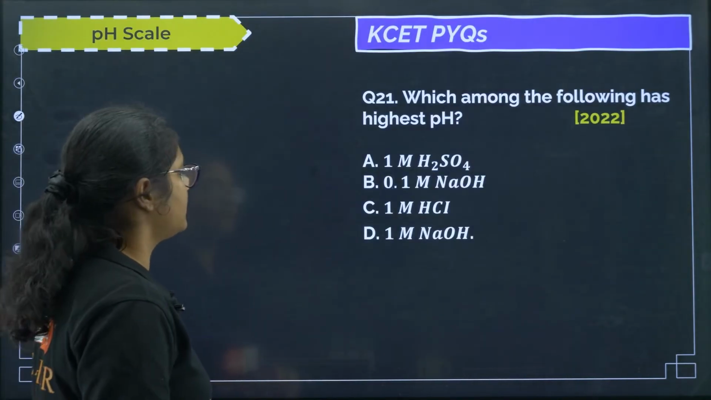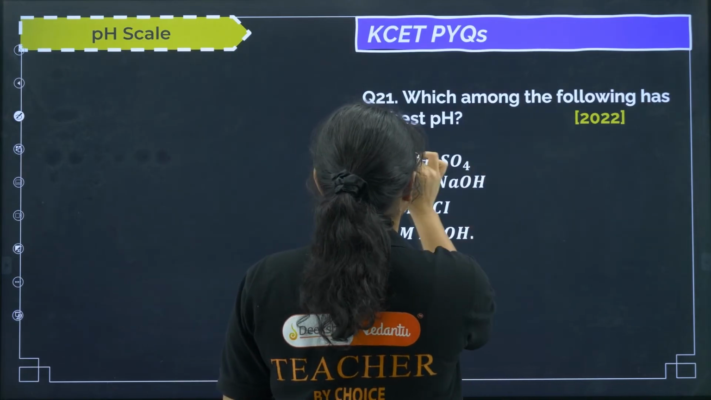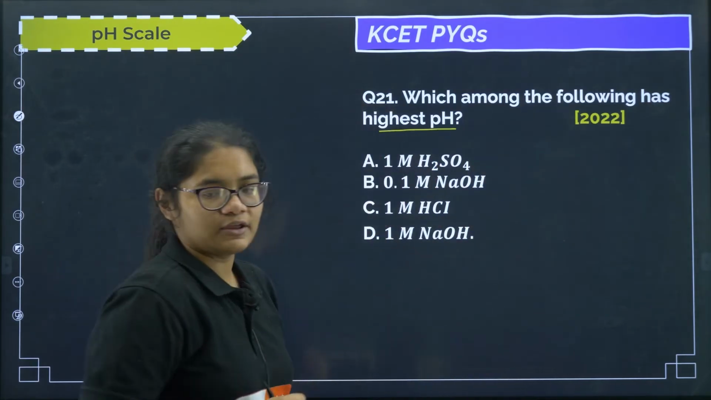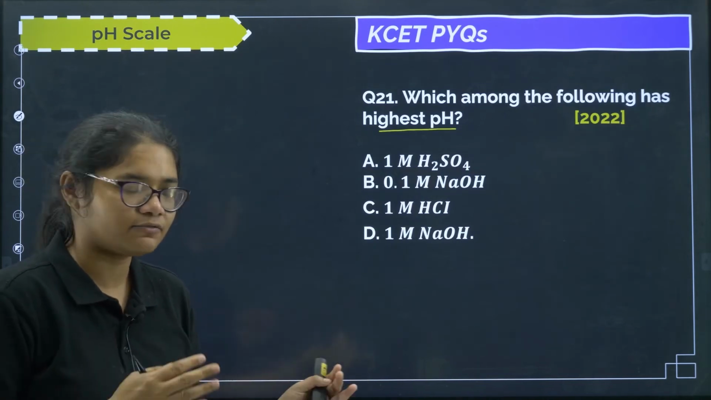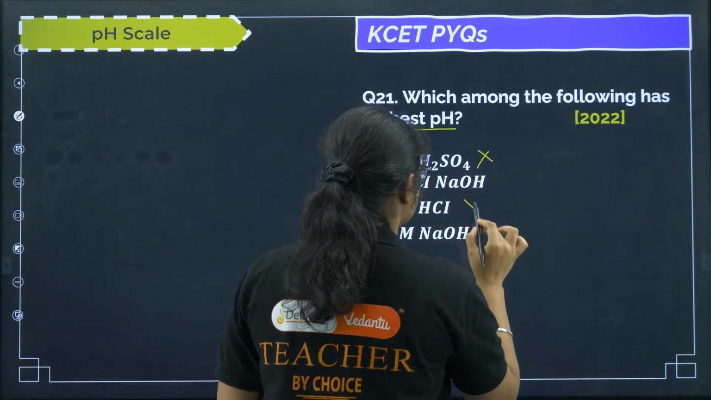Next, question number 21 is on the pH scale. Which among the following has the highest pH? So if you want the highest pH, that has to be a base because acids have low pH, so we can eliminate these two options.